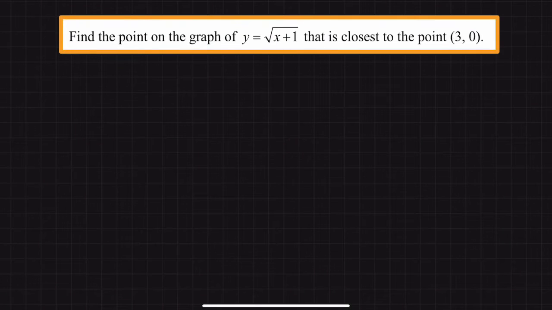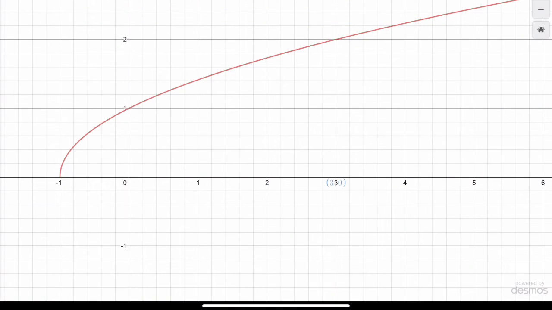Find the point on the graph of y equals the square root of x plus 1 that is closest to the point (3, 0). Here is a graph of the square root of x plus 1, and there is the point (3, 0). We need to minimize the distance between that point (3, 0) and the graph of the square root of x plus 1.